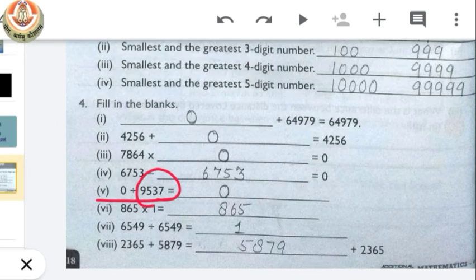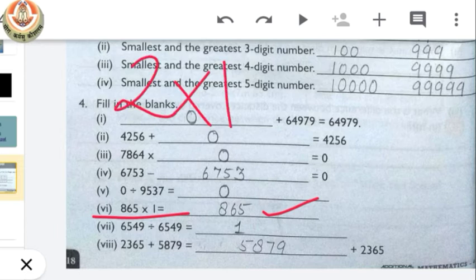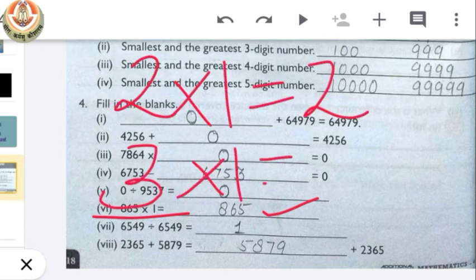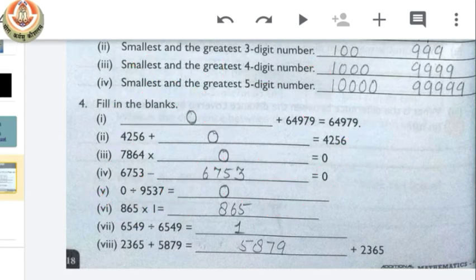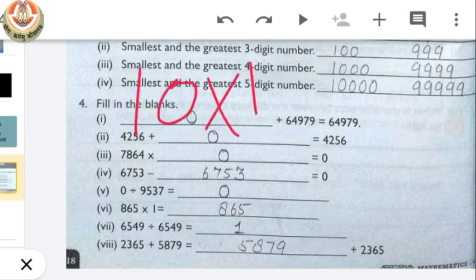Okay. Now the next is, when we multiply a given number with 1, we get the number itself as its answer. As we know that 2 into 1 is 2, or 3 into 1 is also the number itself, which is 3. Similarly, when we multiply 10 with 1, we get 10 as answer, means the number itself. So the answer for this blank is 865.